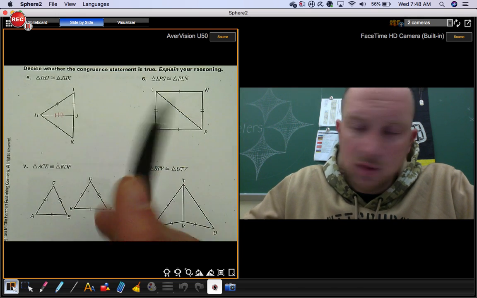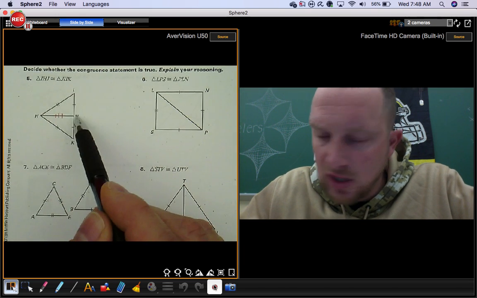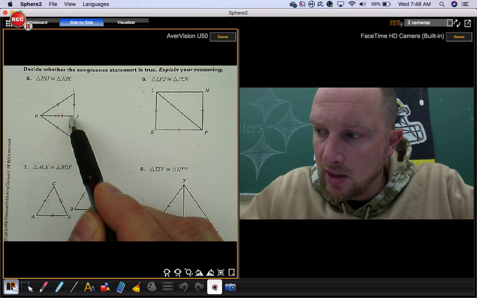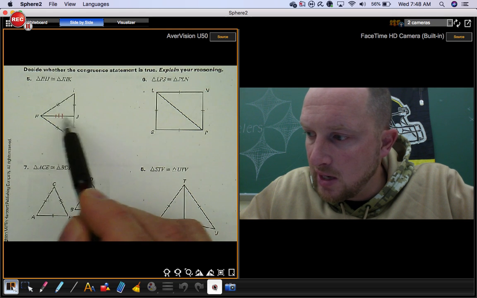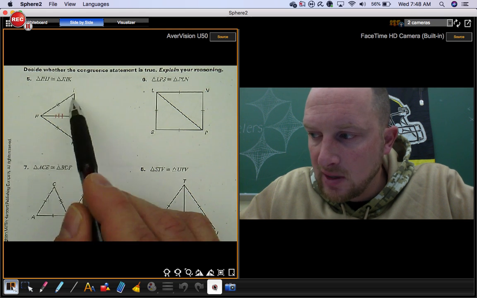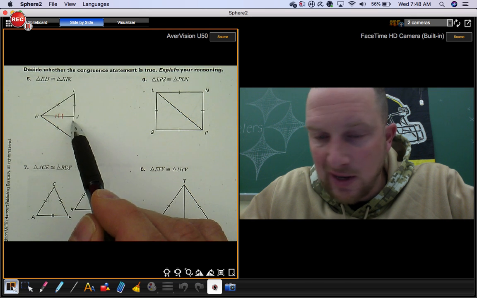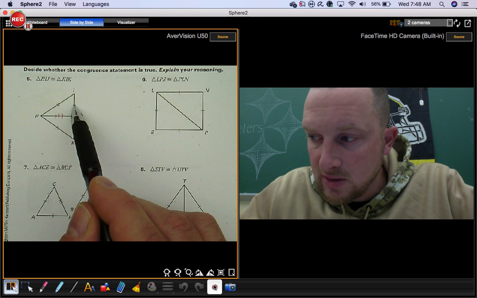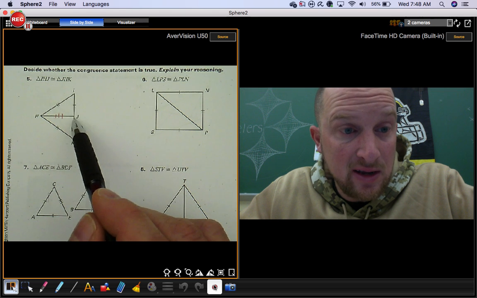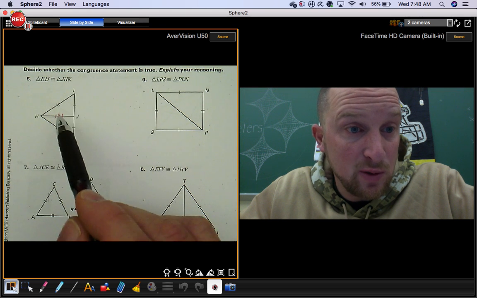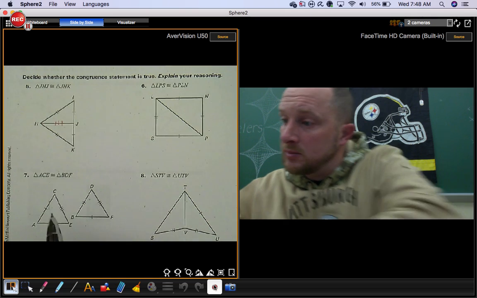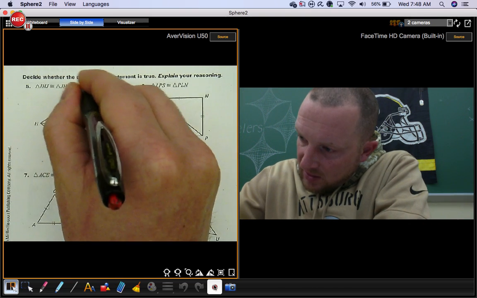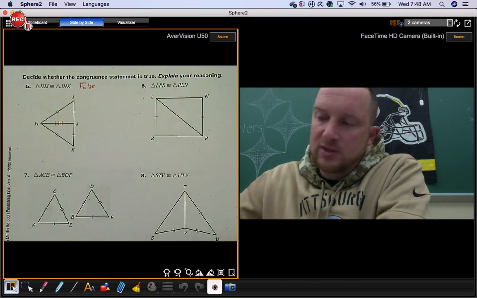Okay, so let's look at triangle IHJ. IHJ. Does that go with JHK? Does I go with J? I is an angle between 1 slash mark and 2 slash marks. J is an angle between 1 slash mark and 3 slash marks. So this is a false congruent statement.